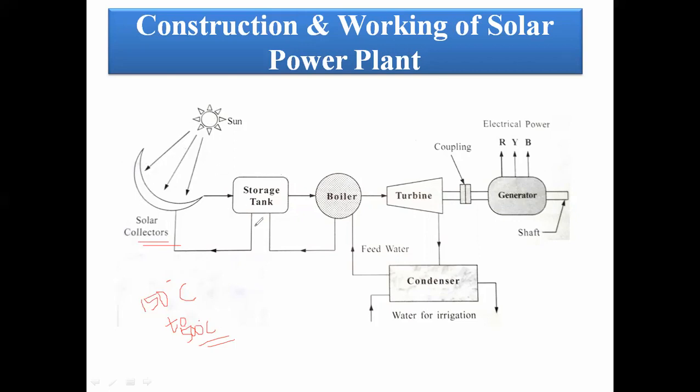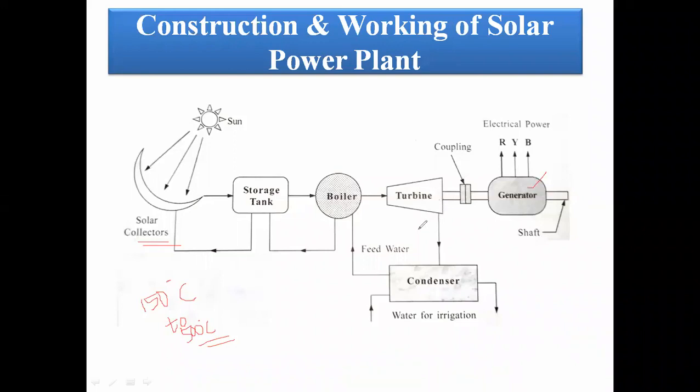Here is the solar storage water tank. In this, the water tank is utilized, and the water is converted into heat energy, producing steam. That steam drives the steam turbine, which converts the heat energy into mechanical energy. Further, that mechanical energy is converted into electrical energy with the help of an alternator or AC generator.